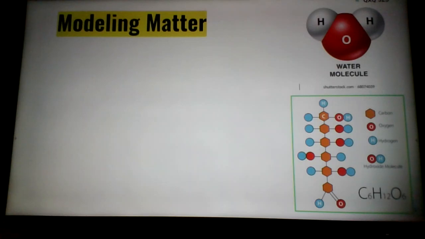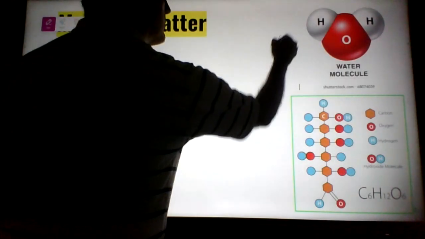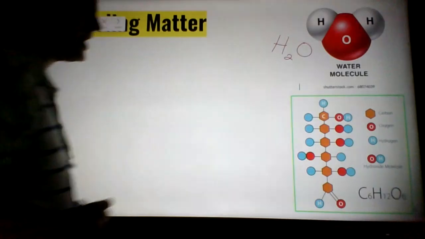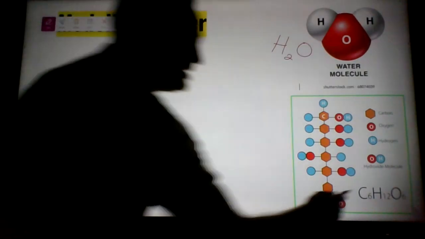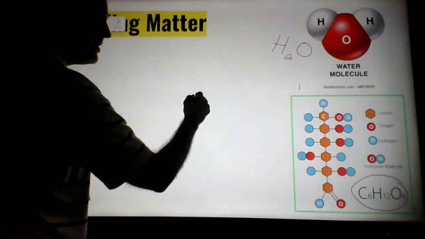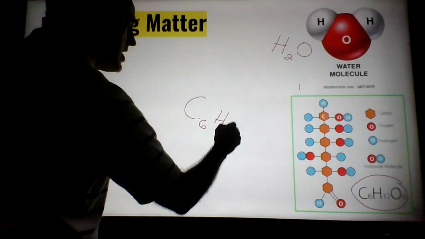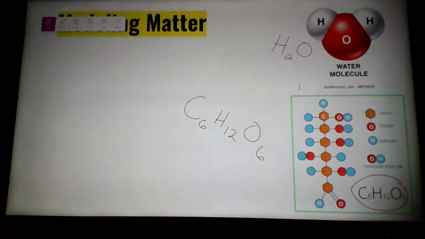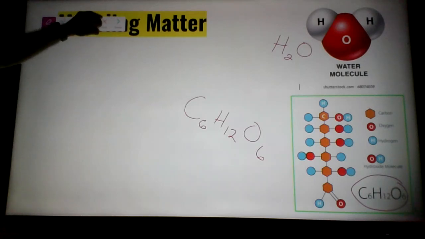Modeling matter. Here you see representations, models of two very common substances. The one on the top right, that's a water molecule. The one on the bottom right, that's a representation or a model of a sugar molecule. You probably already know the chemical formula for water is H2O. But you look here and you will see, I'll write it over here in case that's hard to tell, C6H12O6. 6 atoms of carbon, 12 atoms of hydrogen, and 6 atoms of oxygen.